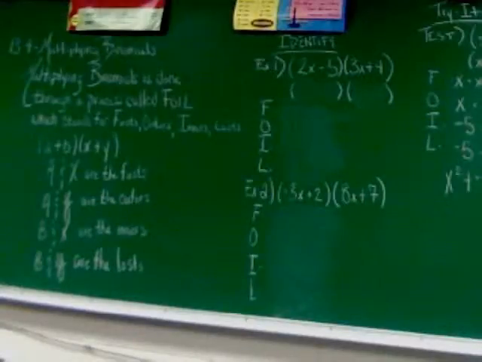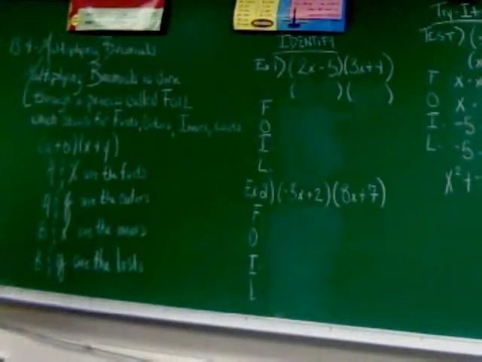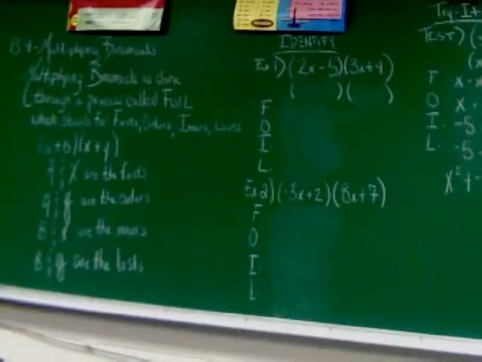Chapter 13, section 4 is entitled Multiplying Binomials. Now remember, a binomial has two parts separated by one operand, either addition or subtraction. Multiplying binomials is done through a process that's commonly called FOIL. And this is not something I made up. This is the way they teach it in pretty much all math classes.